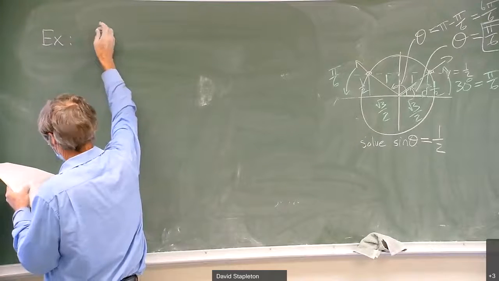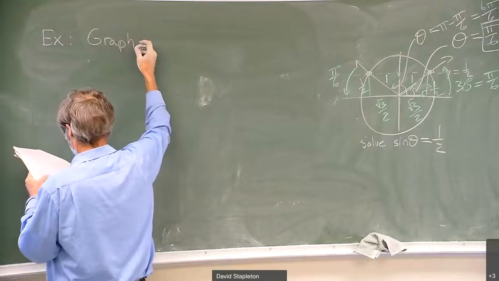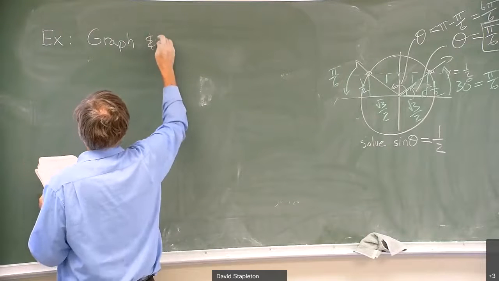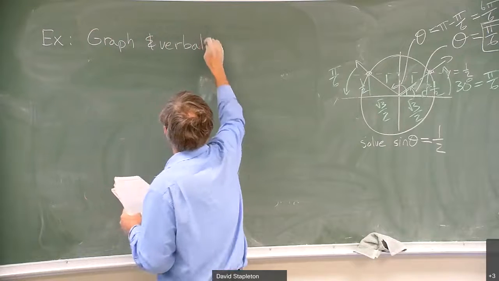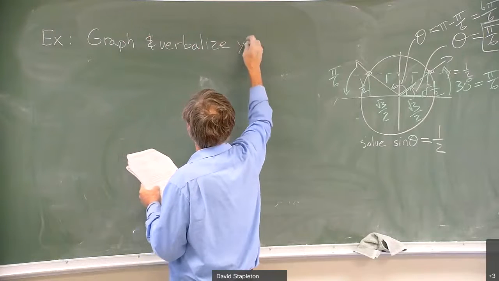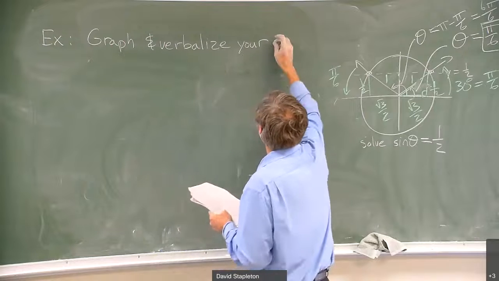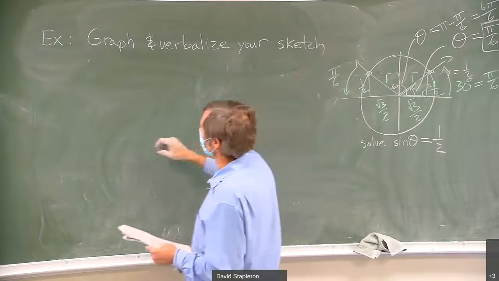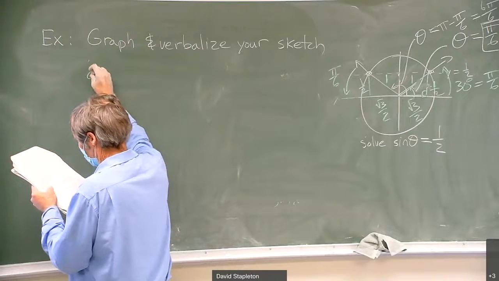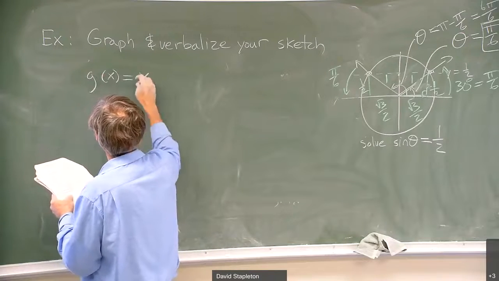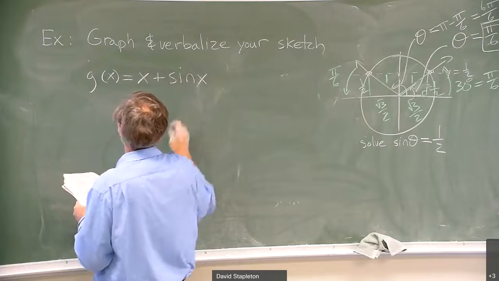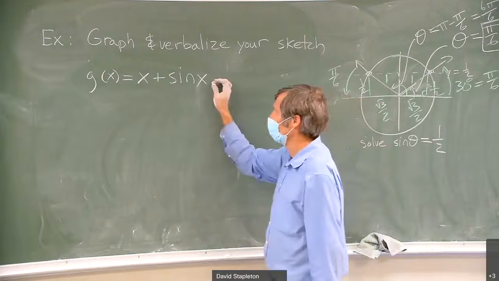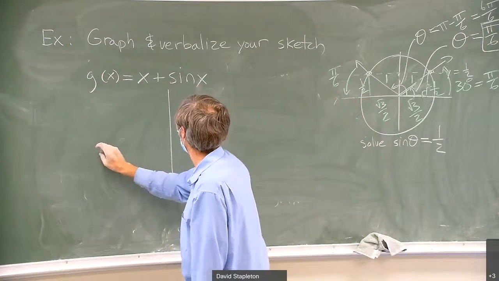One of the following functions: graph the function and verbalize how the graph varies. Let's say verbalize your sketch. What if I gave you the graph of g of x equals x plus sine x? This is the kind of thing sometimes you see in later courses. So this is not what you need to know to pass trigonometry. It's what you might use from trigonometry at a later date. Can I sketch that?